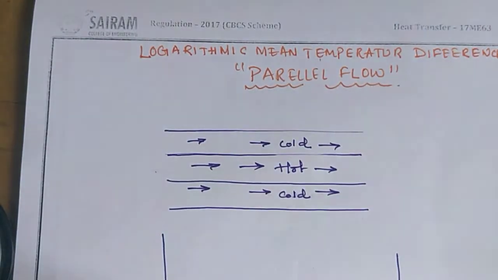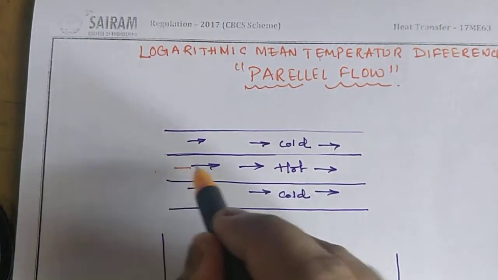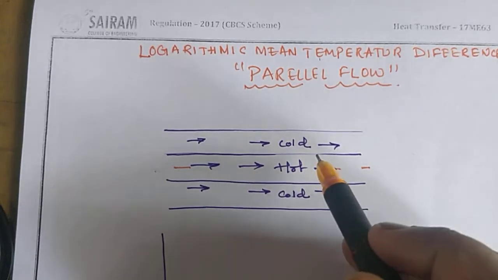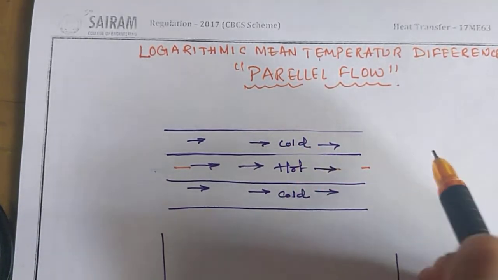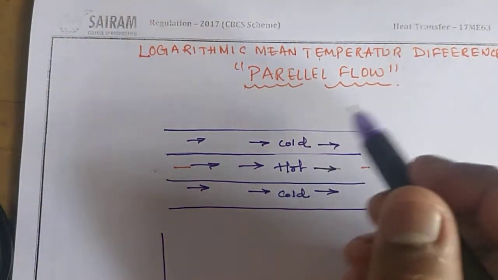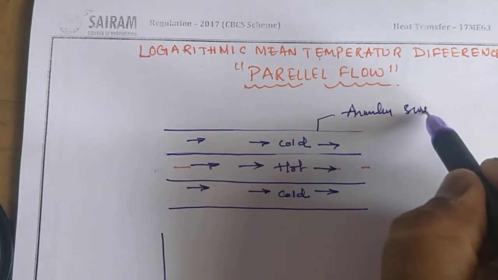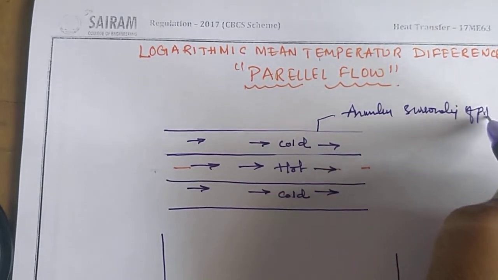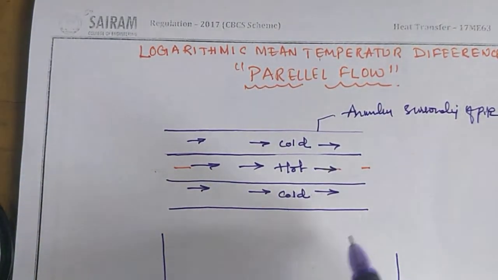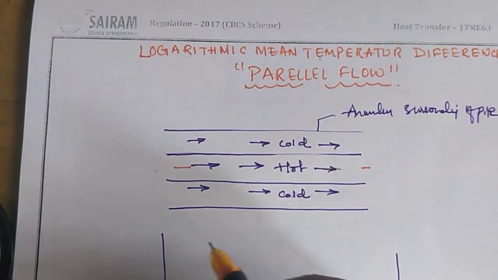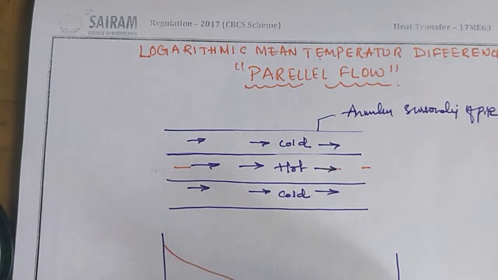Let us discuss this. This is the hot fluid which is flowing at the center of the tube, and at the other side the cold fluid is flowing in the annulus surrounding the pipe. This is the flow arrangement. The hot fluid is flowing in this direction and the cold fluid is moving in the same direction, so the hot fluid and cold fluid are moving in parallel.